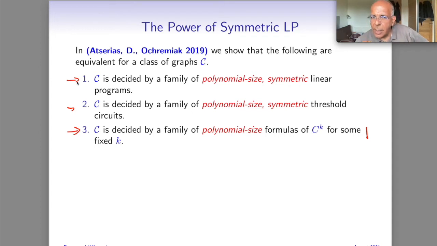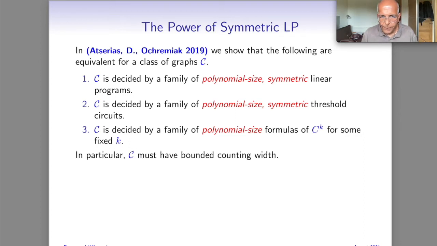You could say, what happens if I require the linear programs to be uniform? Well, it turns out that there is a subtlety here, and we don't get an equivalence, at least as far as we know. Because we have a way of translating the linear program to a circuit, or equivalently to a formula of C^k, but our translation is not polynomial time. So even if we assume uniformity of the linear programs, we can't guarantee uniformity of the circuits or of the formulas. But we do have this equivalence in the non-uniform case, which really shows that there's a natural notion of symmetry going on here.